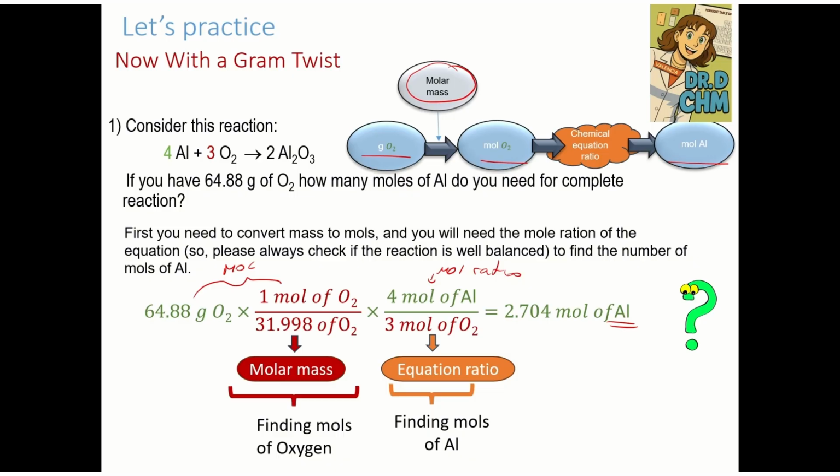And in the next part of this chapter, we're going to talk about limiting reactant, actual and theoretical yield, and percent yield.